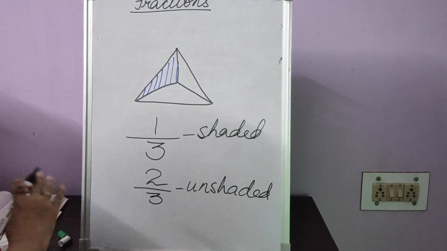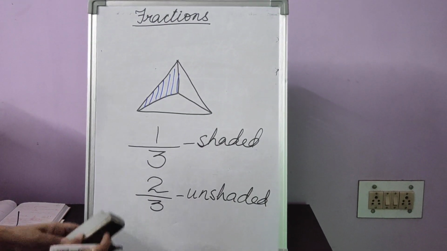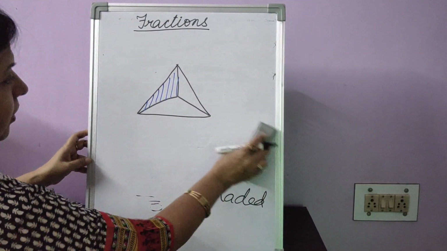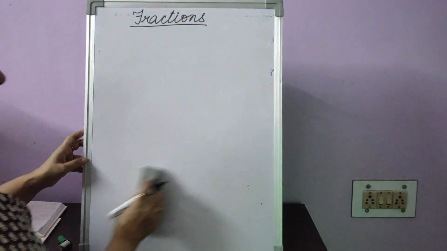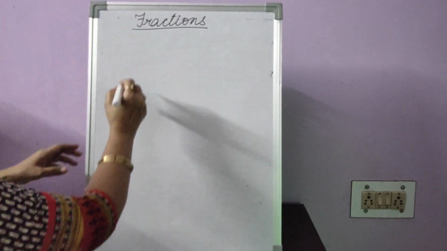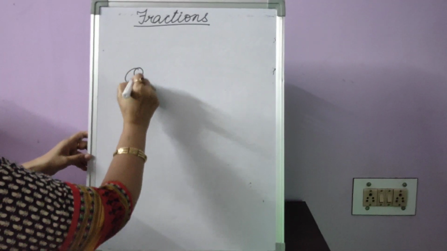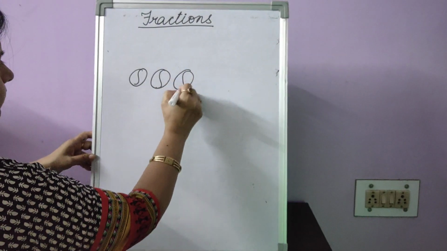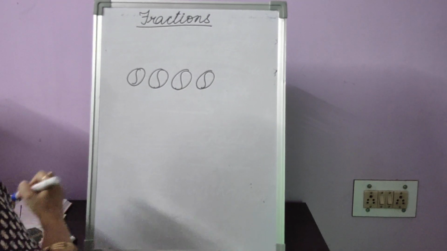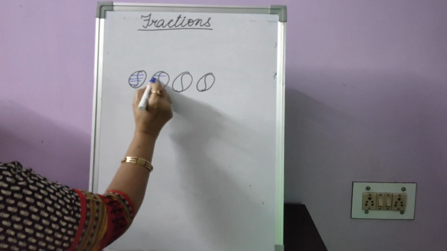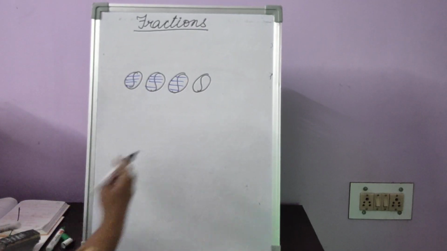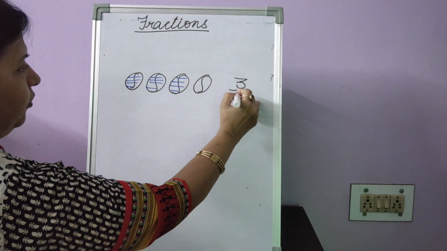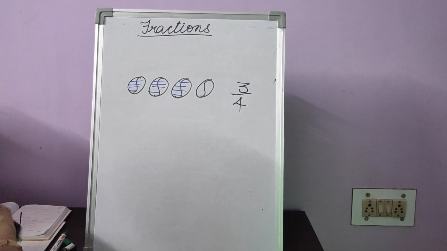Okay. So, in this way, you can be given any figure and you just have to name how many parts are shaded, how many parts are unshaded, and write a fraction for it. For example, these are sweets. Out of these, how many are shaded? Write the fraction for the shaded part. So 3 upon 4. They can be a collection of objects also.